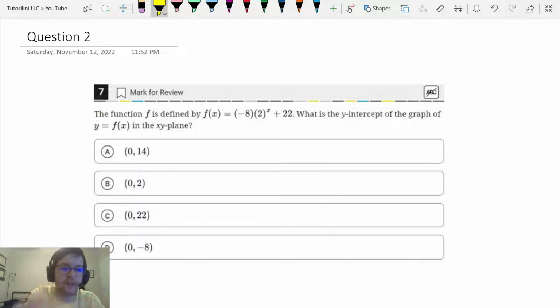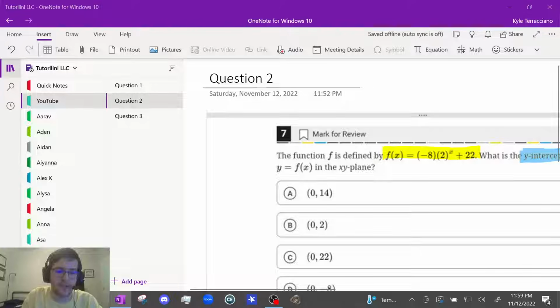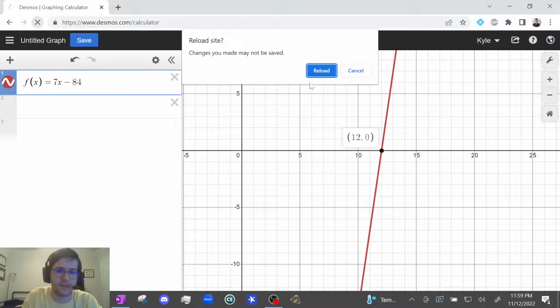Okay, so for this one, I'm going to type in f of x equals negative 8 times 2 to the x plus 22. And this time it wants us to find the y-intercept, so make sure you pay attention to that. You'd hate to get the question wrong just because you mixed up x-intercept and y-intercept. And I'm going to go to Desmos here. Always going to refresh.